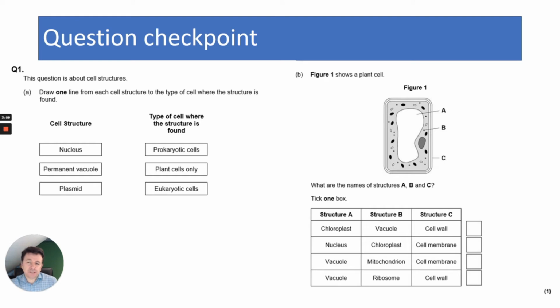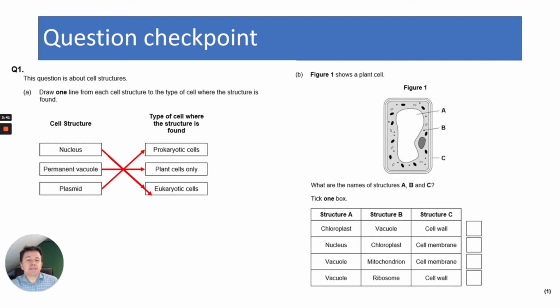So the first question says draw one line from each cell structure to the type of cell where the structure is found. So they want you to draw one line from cell structure to the type of cell where the structure is found. Okay, so the first answer: nucleus is in a eukaryotic cell. Permanent vacuole is found in plant cells only. And plasmids are found in prokaryotic cells.